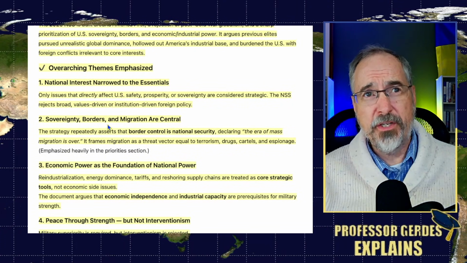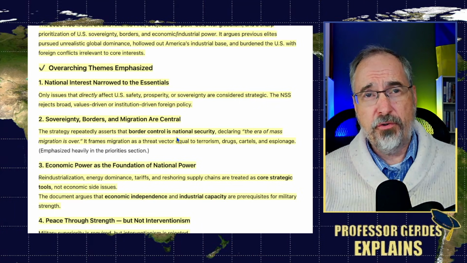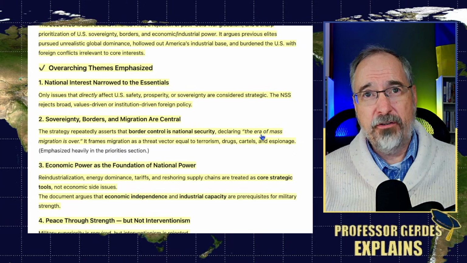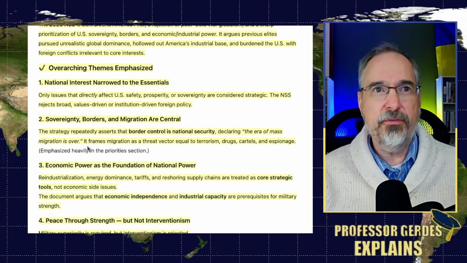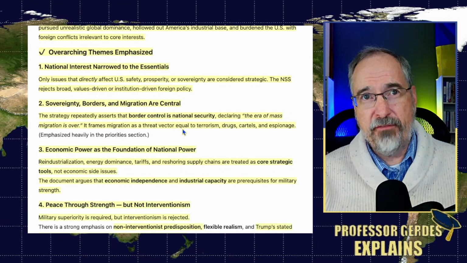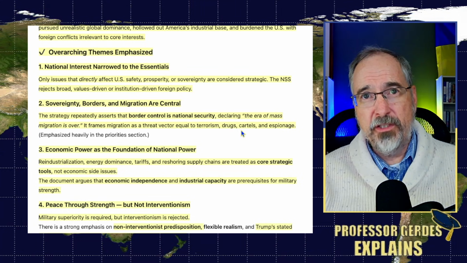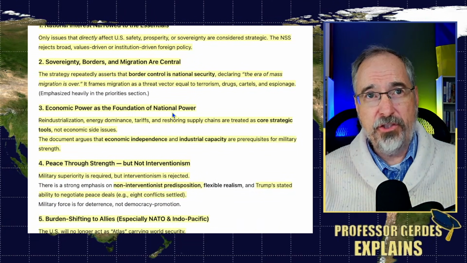Sovereignty, borders, and migration are central. The strategy repeatedly asserts that border control is national security, declaring the era of mass migration is over. They're dealing with that internally within the United States with ICE. It frames migration as a threat vector equal to drugs, cartel, and espionage. Okay, economic power is the foundation of national power.